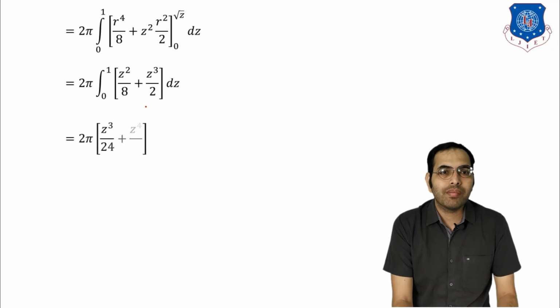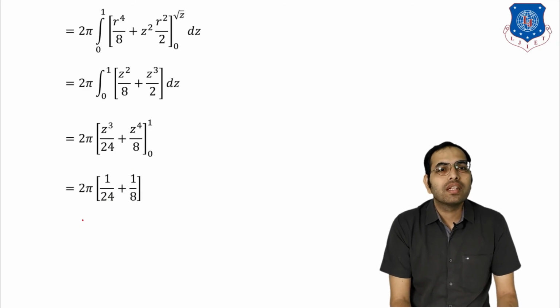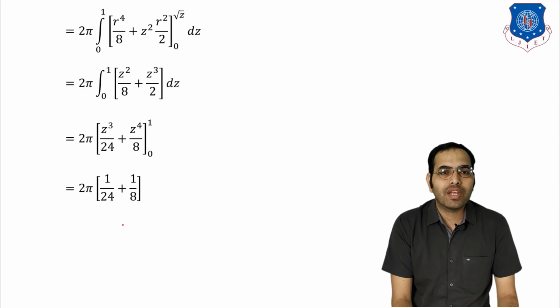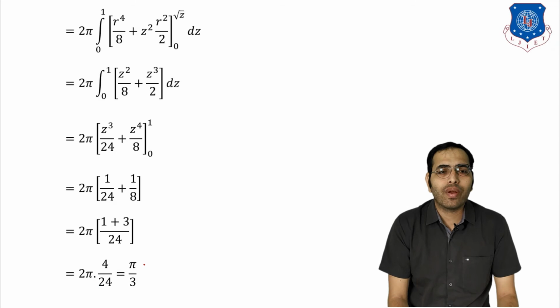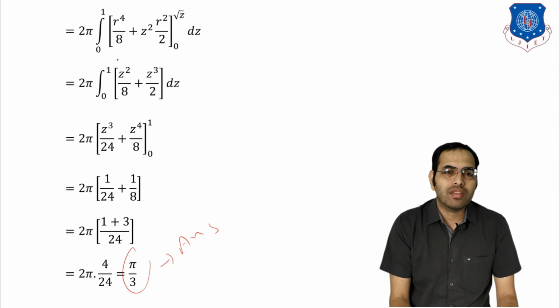Now taking the LCM and simplifying this term and integrating with respect to z, we get 2 pi, integral of z square, that is z cube by 3, 8 into 3 is 24, plus z raised to 4 by 8. Now z runs from 0 to 1. Substituting the limits gives you 2 pi 1 by 24 plus 1 by 8. Taking the LCM, 2 pi times 1 plus 3 by 24, that is 4 by 24, which gives pi by 3. That is exactly what we have to find, that is our answer.